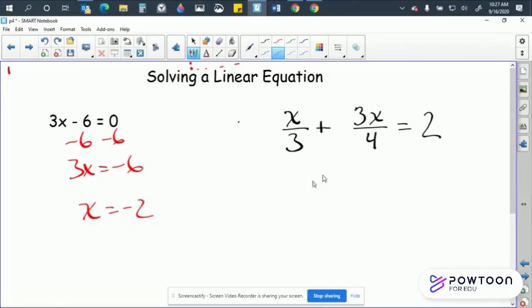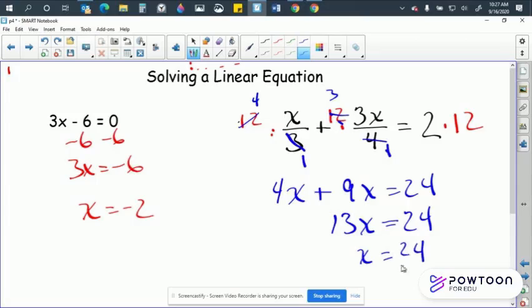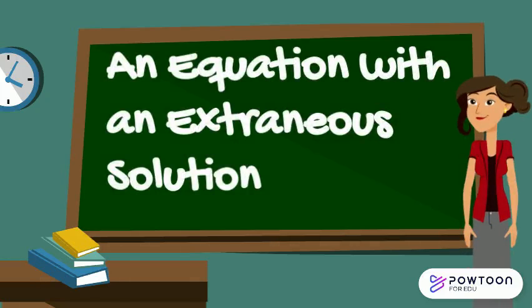On this side, since we have the two fractions, we need to multiply by 12 on all three pieces. So here, 4, 1, so we have 4x plus 9x equals 24. So 13x equals 24, and x equals 24/13. Now for an equation with an extraneous solution.